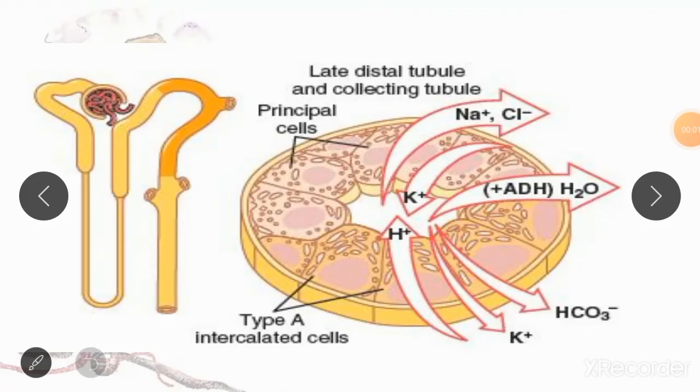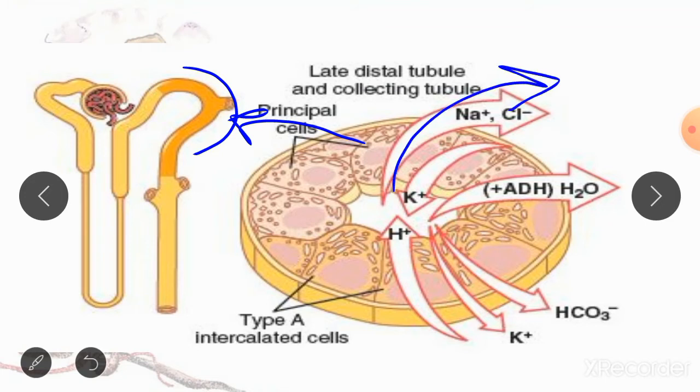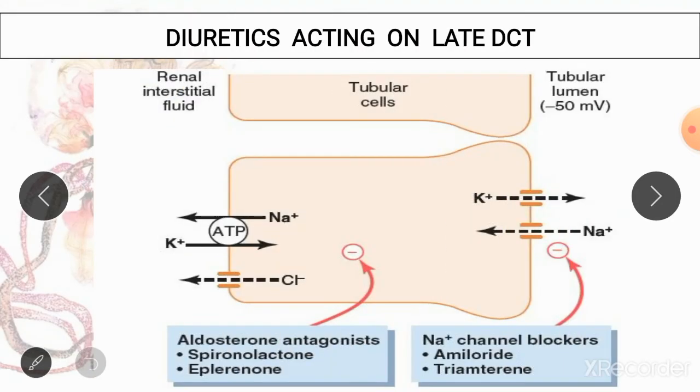Another important piece of information is that your late distal convoluted tubule is the site of action for aldosterone. This is a hormone which is secreted by your adrenal glands, and it acts on your late distal convoluted tubule and increases the reabsorption of sodium from this part of the nephron. So there are two types of diuretics which act on the late distal convoluted tubule. One are the sodium channel blockers, which directly block the sodium channels present on the late distal convoluted tubule and do not allow sodium to be reabsorbed.